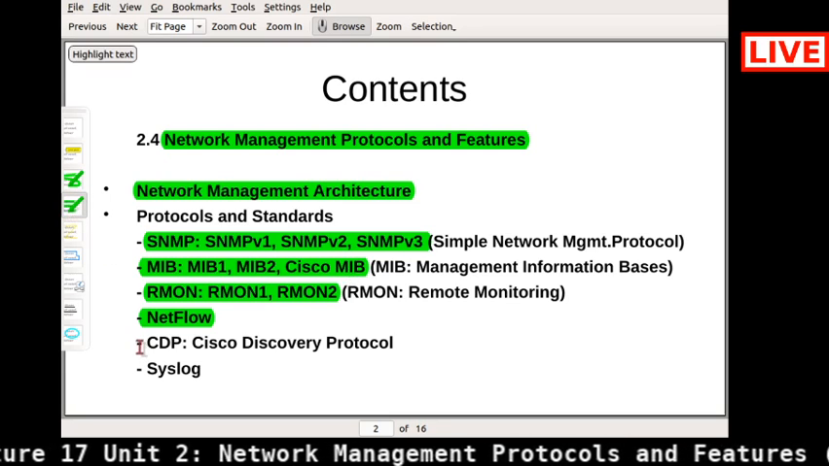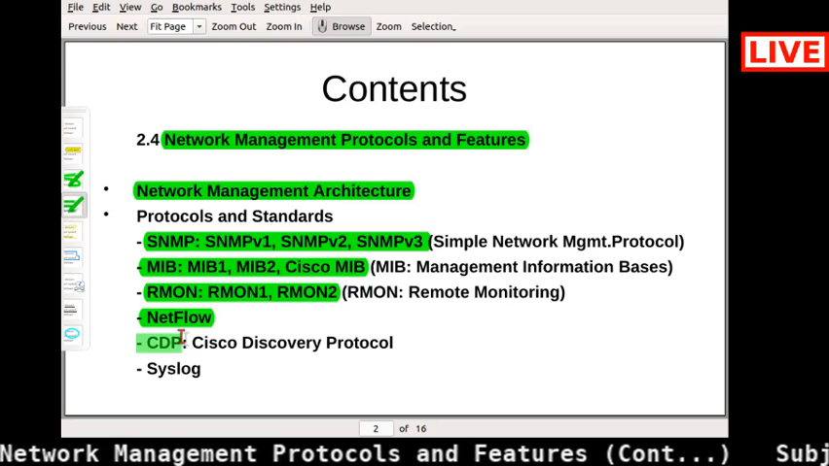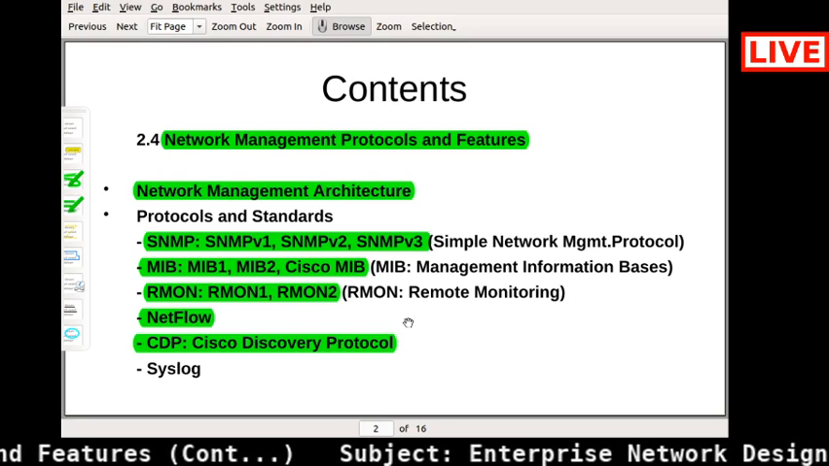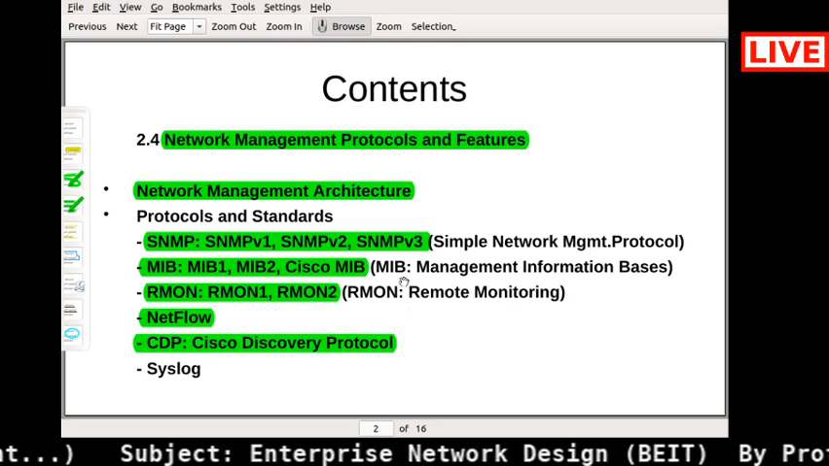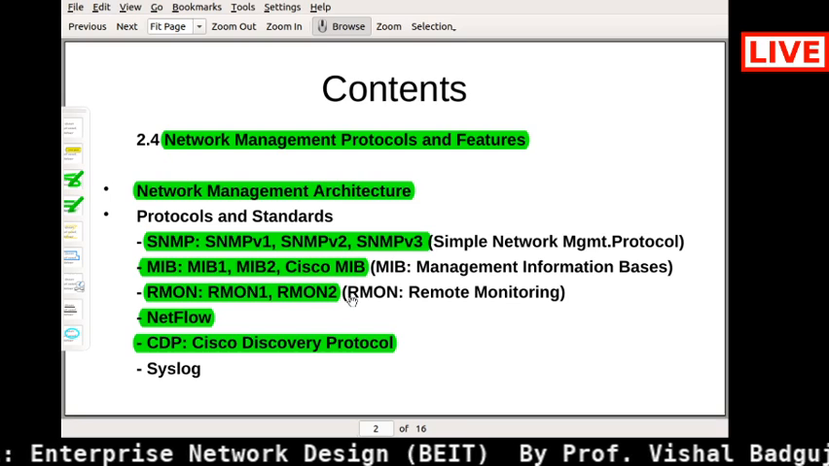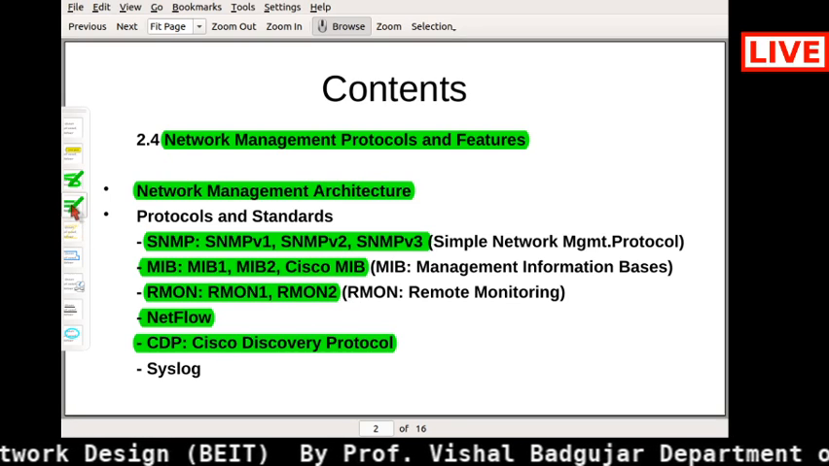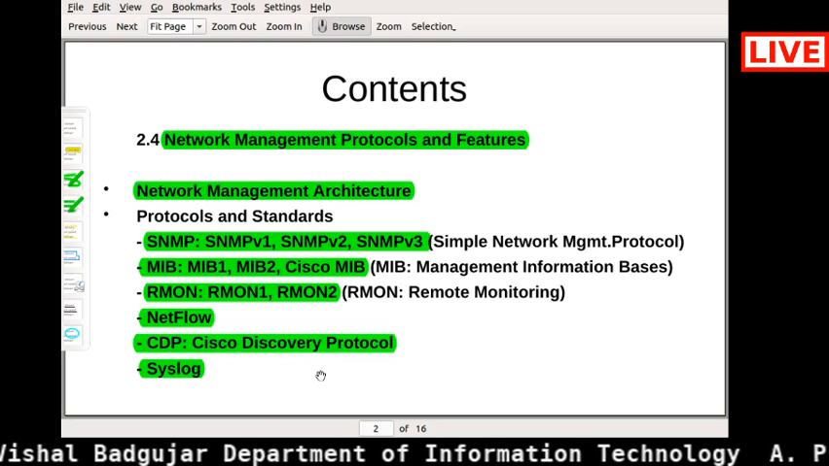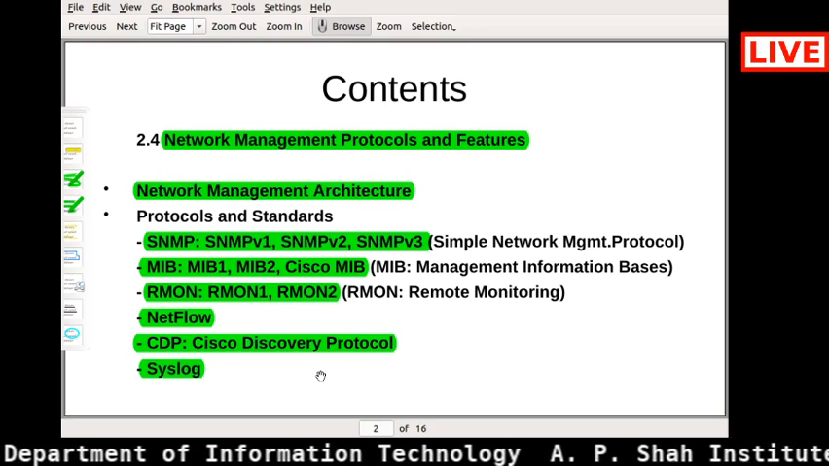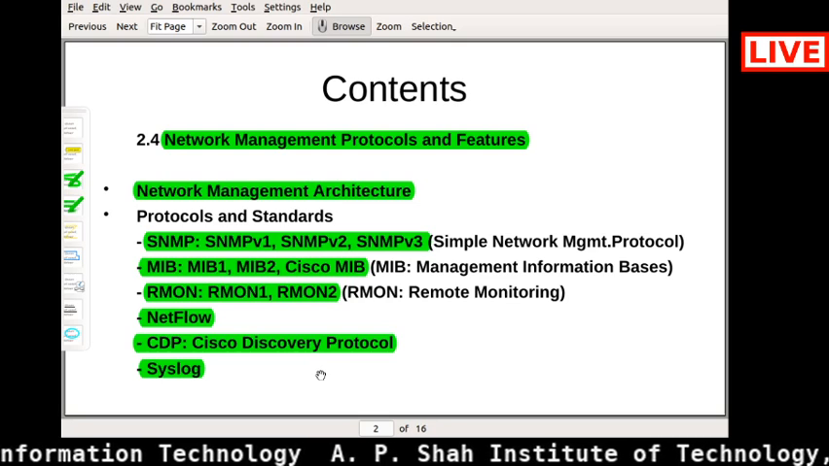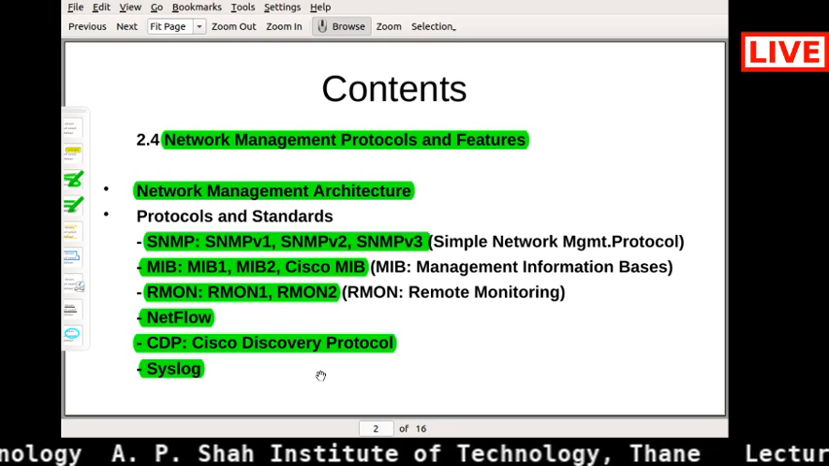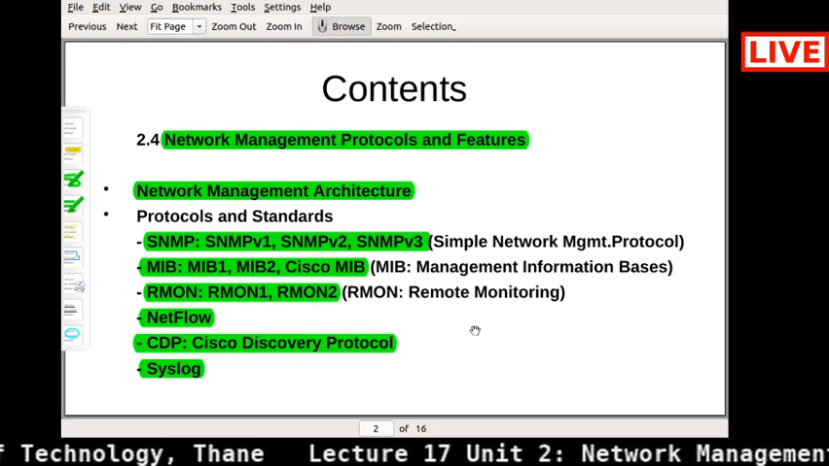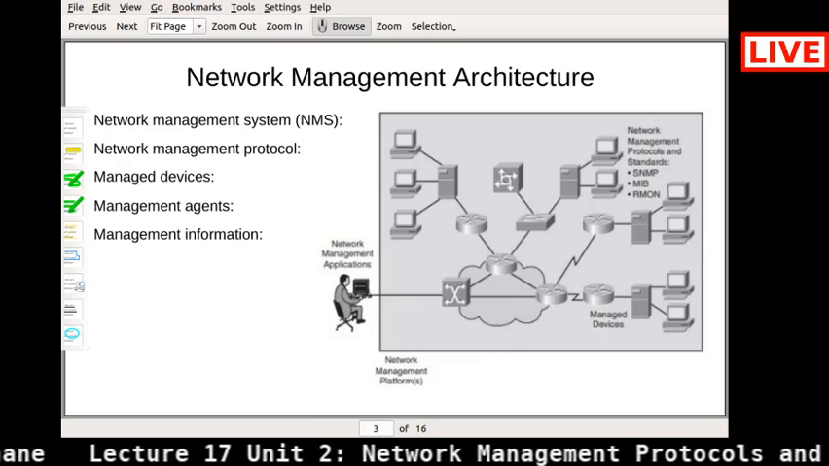Then CDP, that is Cisco Discovery Protocol, which is specific only to Cisco devices. We will see how different internetworking devices with respect to Cisco can be discovered, with one diagram. And the last one is syslog: how the log can be generated and saved, and configured in a way that you can easily monitor your network infrastructure. So we will see all the remaining part today. Okay, let's start with the session.